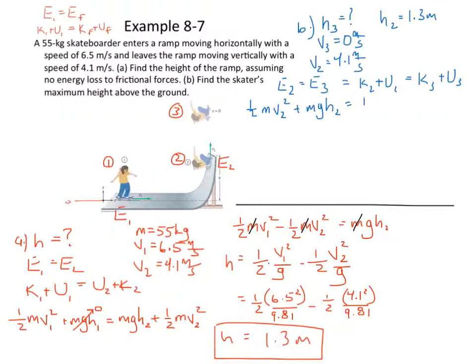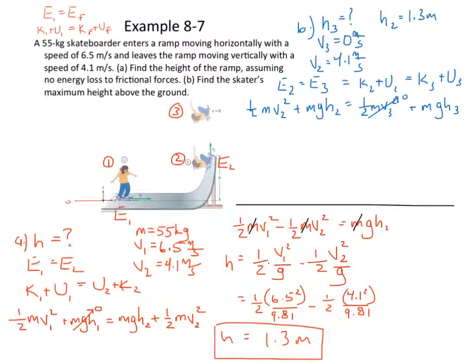kinetic at 3. 1/2 mass times the velocity at 3 squared. Hey, we know what's going to happen to that, right? What happens at the highest point right here at 3? The velocity is 0, so that goes away. Plus the potential energy at 3. Here's our potential, and of course that is mgh at 3, and that's what we're solving for. Okay?